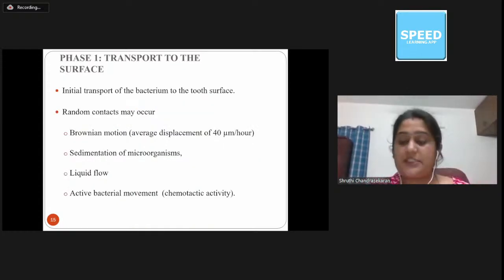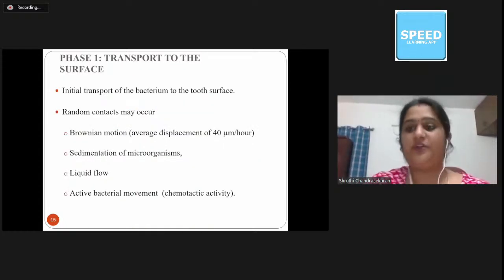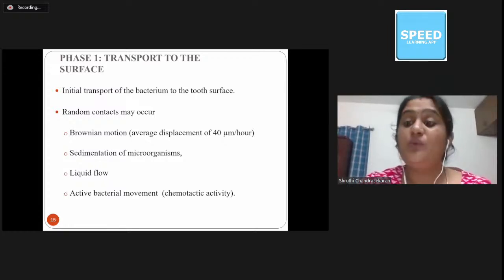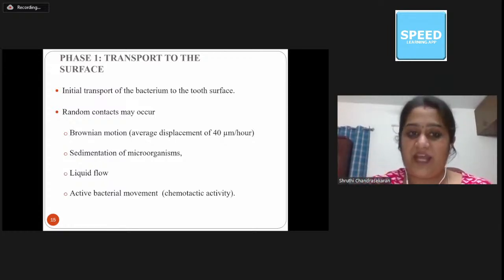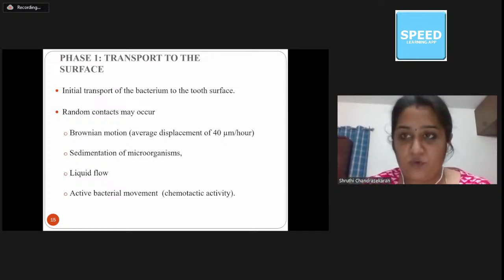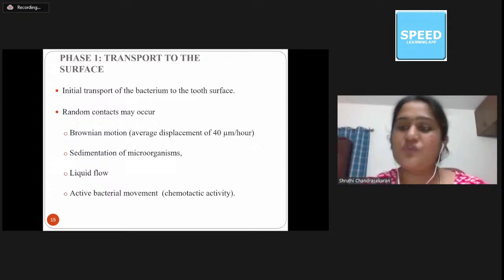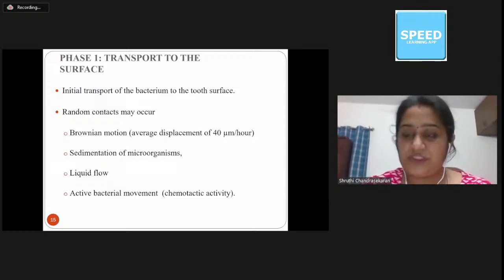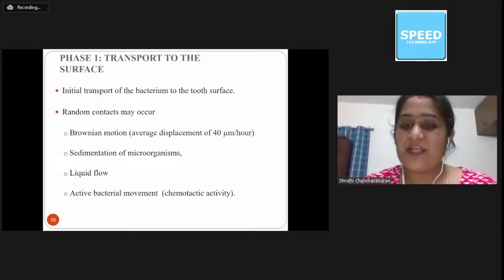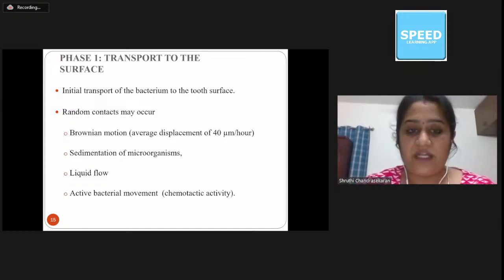So phase 1 is how the bacteria gets transported to the surface. So initial transportation of the bacteria to the tooth surface will occur because of 4 different mechanisms or random contacts. The first mechanism is called as Brownian movement. Brownian movement is when the bacteria moves in random directions in zigzag motions, and it will be able to go and attach itself to a tooth surface. And the average displacement speed is about 40 micrometer per hour.